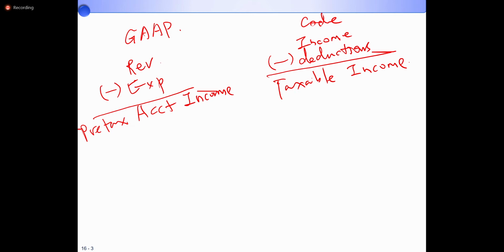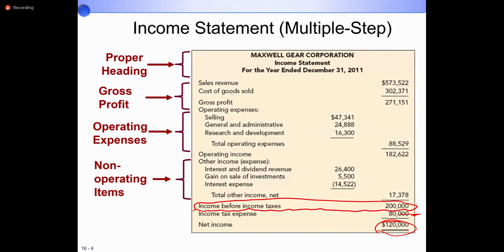In our country, the US, we have two systems. They are different, but there's a lot of similarity between GAAP and the tax code, but there's also a lot of differences. That's why pre-tax accounting income may not be the same as taxable income. We say there are two kinds of differences. One is the permanent differences. Those differences are going to stay there forever.